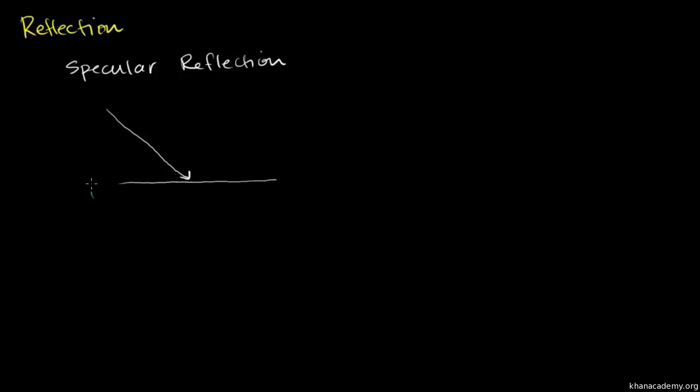Let me draw them. So the first type, and this is kind of what we normally associate with reflection, is specular reflection. And in specular reflection, let's say that this is the top of a mirror. This is the surface of a mirror. If I have a light ray coming in, so let me draw a light ray coming in. And just to get the terminology right, this ray is the incident ray. And it's the incident ray because it's the ray as it approaches the reflective surface. That right there is the incident ray.